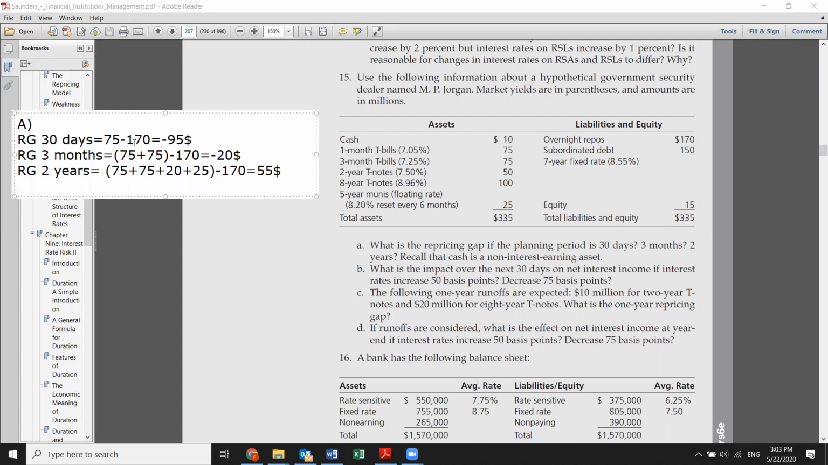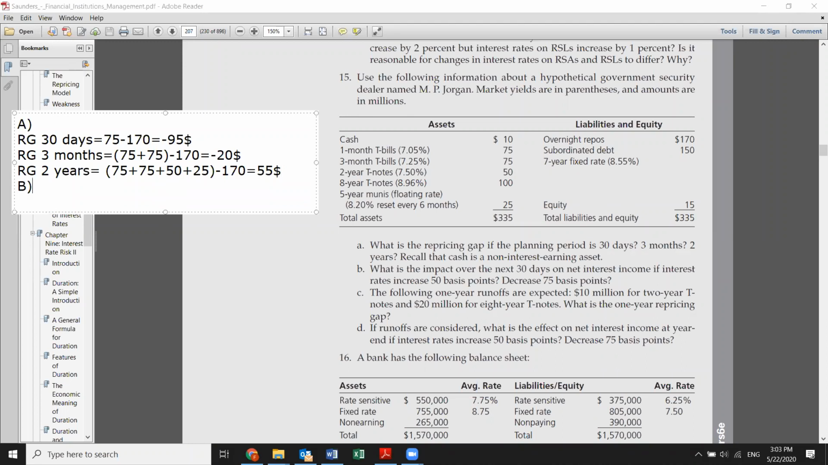Excuse me, Professor, where did you get 20? Here is my calculation. No, the second year, this one. It's not 20. It should be, let me see, the 2 year T notes. It's an error in typing. It's 50, not 20. Thank you so much. So it's a typing error. It's a T note of 2 years, which is 50.